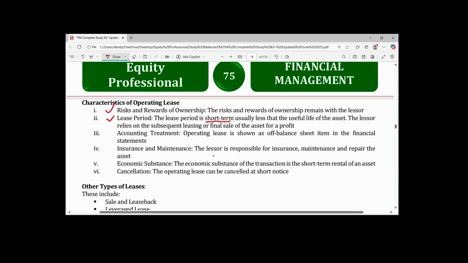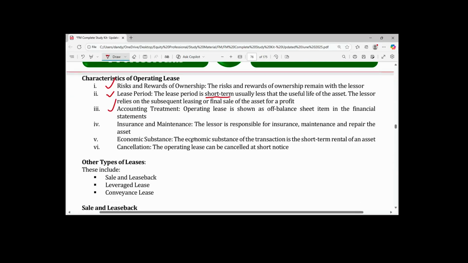Then the next one is accounting treatment. Operating lease is known as an off-balance sheet item in the statement of financial position. You just don't show it on the face of your balance sheet. It's not recorded under any of the categories in your statement of financial position, just an off-balance sheet record.